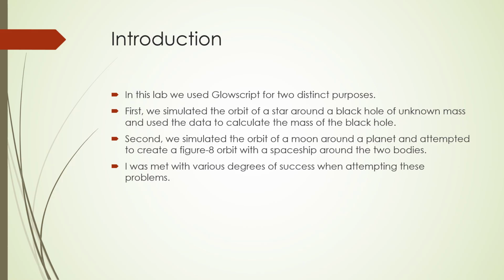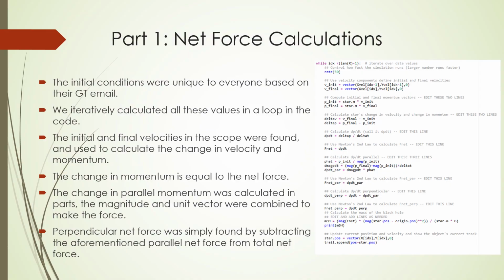So in this lab, we use GlowScript to simulate the orbit of a star around a black hole, and then use the data to calculate the mass of the black hole. And then the second part was we tried to simulate a figure-8 orbit of a ship around a moon and a planet. This is for part 1, the star and the black hole.